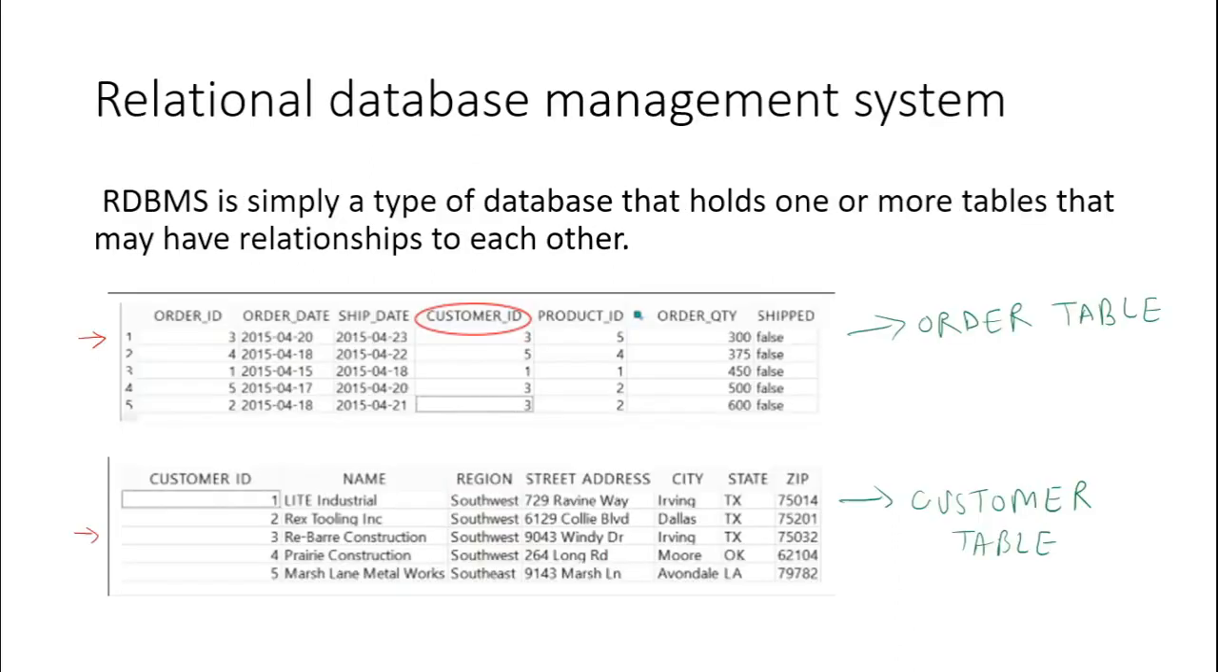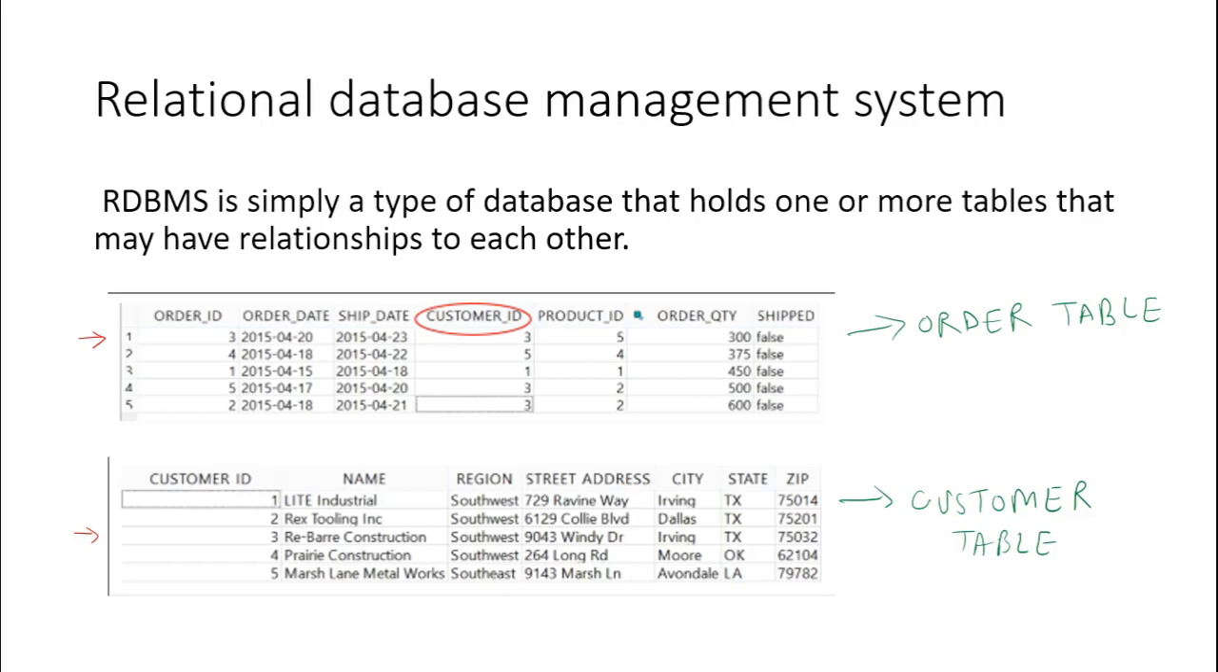So what is it? A relational database management system is simply a database that holds one or more tables that may have relationships to one another. For example, we can see that there are two tables in this slide. One of them is an order table, the other one is a customer table. However, in the order table there is no information about the customer other than the customer ID, but this customer ID is helping us to establish a relationship with the customer table.